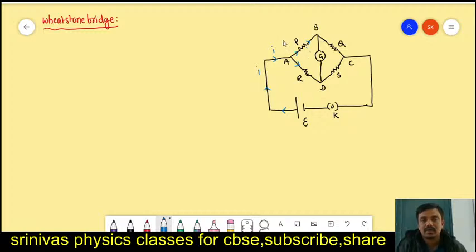This side I1 current, and this side I2 current. Now, after coming to this point, again the current splits. The I1 current is going this side, and I1 will be split into two parts. The current through the galvanometer we can take as IG, and this side we will take I3. I3 current is coming this side, IG current is coming this side, and I2 current is coming this side. This I2 and IG will be combined, and this side it will go as I4.